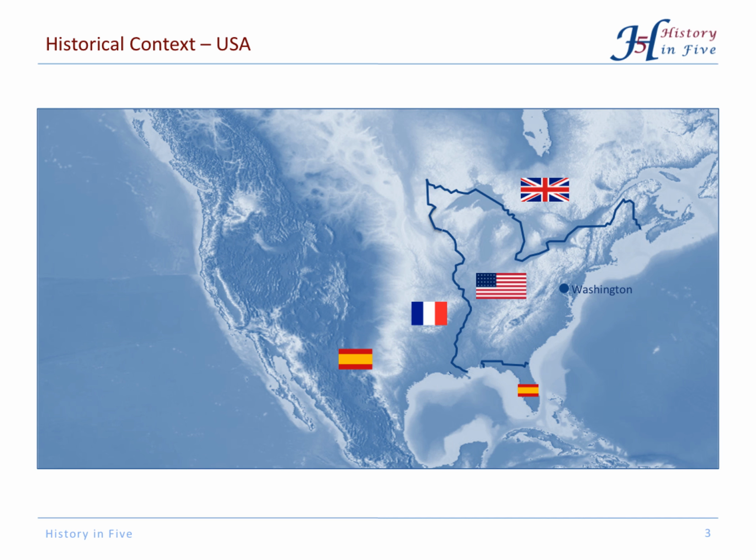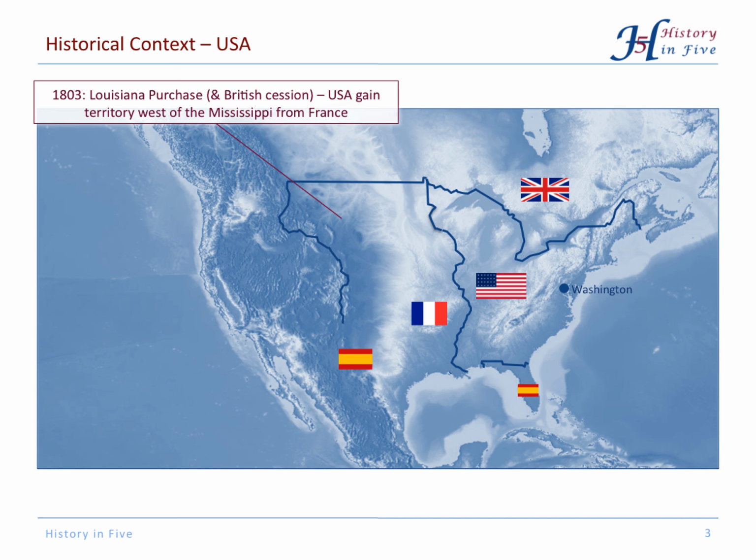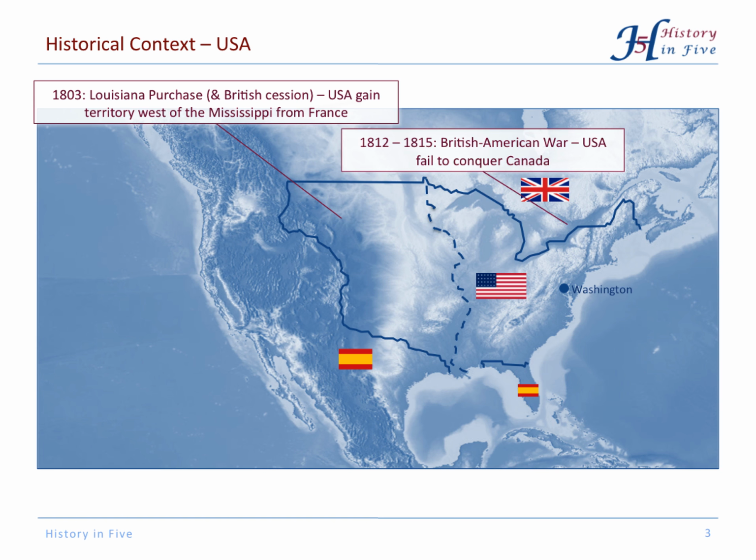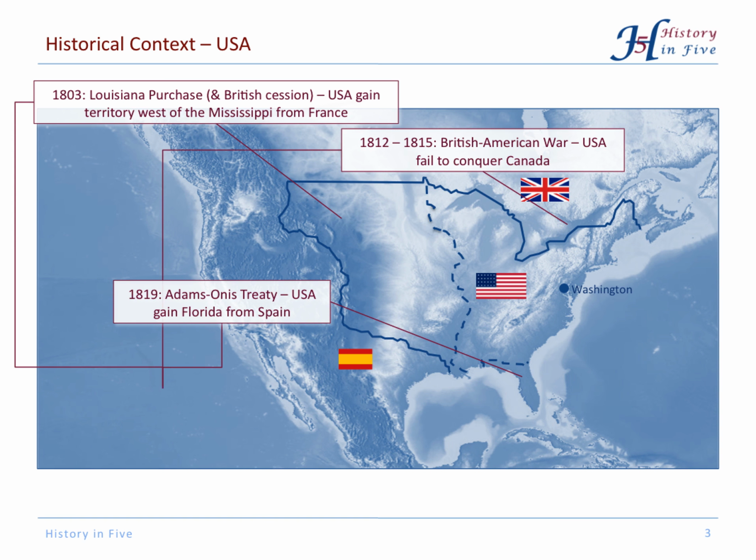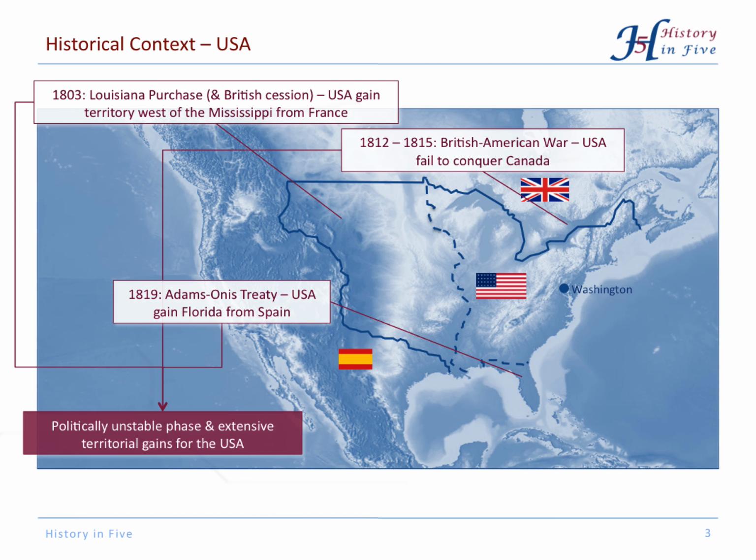First, a look at the United States. The United States bought the Louisiana area from France in 1803 and with it had a massive territorial expansion to the west. By the way, Monroe himself was involved in this deal as a top-level diplomat. During the British-American War, the US failed to conquer Canada, but they could buy Florida from Spain. All in all, the beginning of the 19th century was a very unstable time for the US.